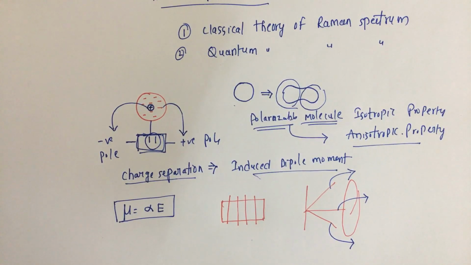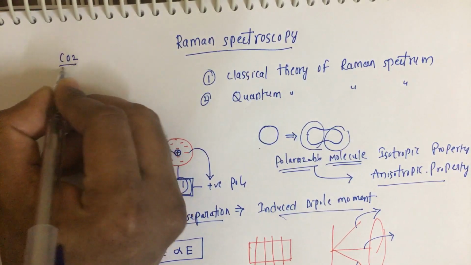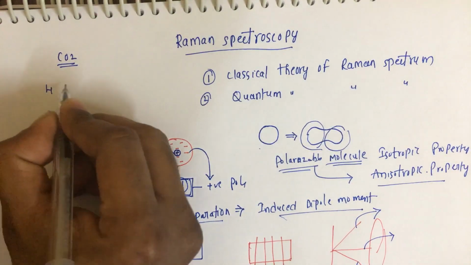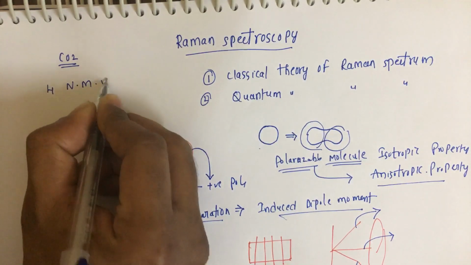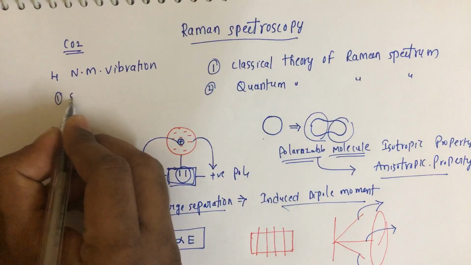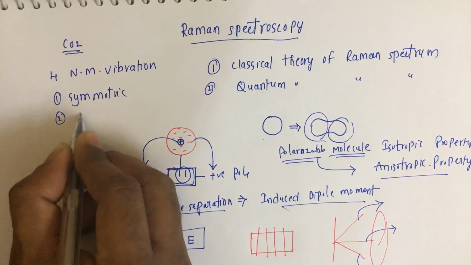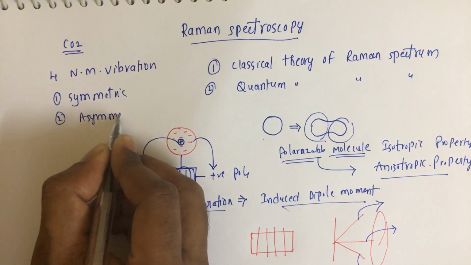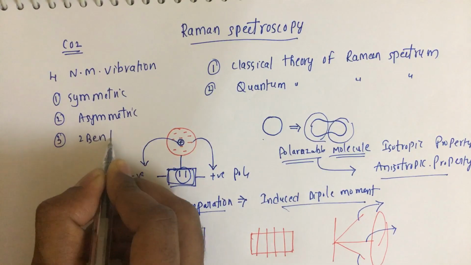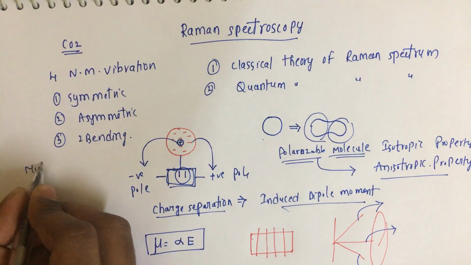And now we have the CO2 molecule. In the CO2 molecule we have 4 normal modes of vibrations. In that, one is symmetric, then asymmetric, and two bendings. So we know the mutual exclusion principle.